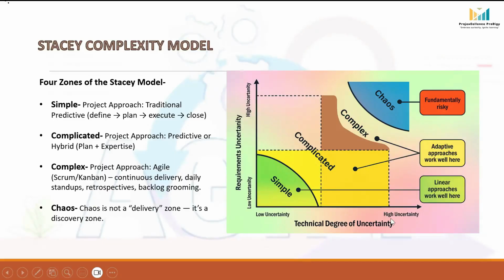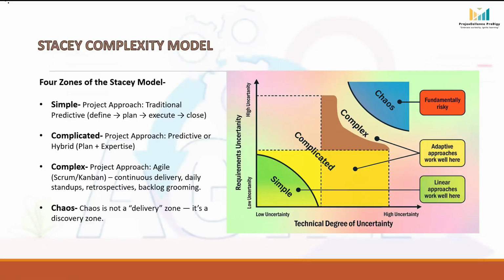The second zone is complicated. Here the curve moves rightward more than upward. You can see here the upward movement is very little, almost the same as simple, but rightward it's moving towards high uncertainty. So it means the requirements are relatively clear, low to medium y-axis uncertainty, but the technical solution is less certain here, towards high uncertainty.